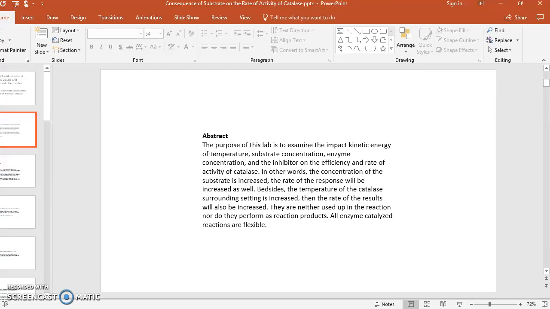In other words, if the concentration of the substrate is increased, the rate of the response will increase as well. Since the temperature of the catalase's surrounding setting is increased, the rate of the reaction will increase. They are neither used up in the reaction nor do they act as reaction products. All enzyme catalase reactions are flexible.